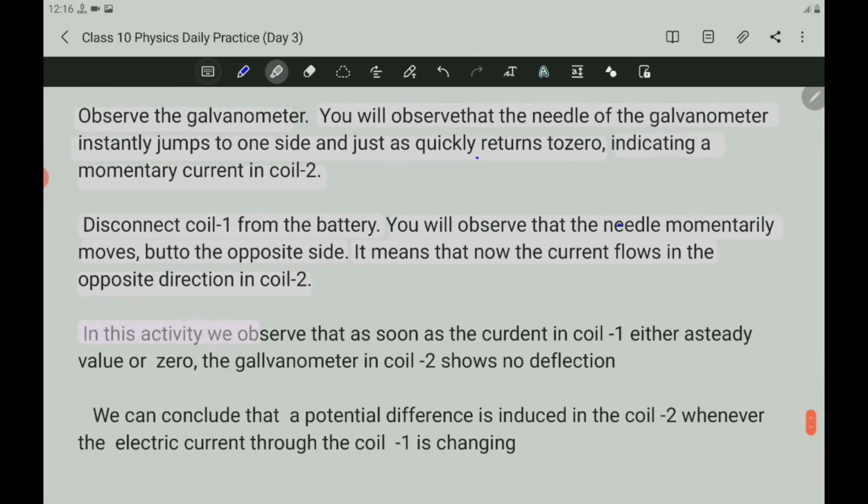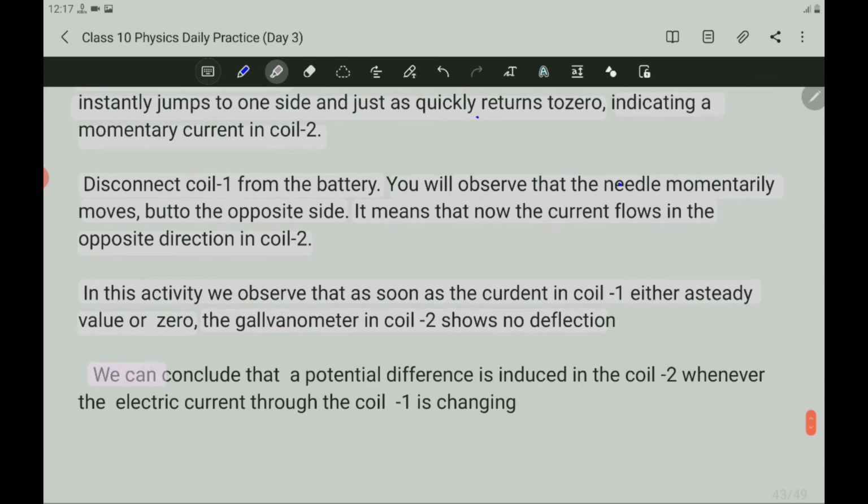In this activity, we observe that as soon as the current in coil 1 reaches either a steady value or 0, the galvanometer in coil 2 shows no deflection. We can conclude that a potential difference is induced in coil 2 whenever the electric current through coil 1 is changing. That is the explanation of the activity.